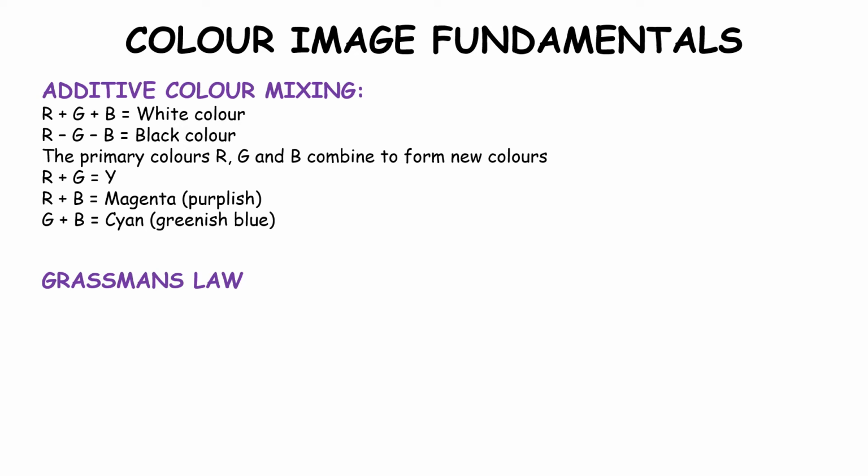R plus G plus B is equal to white color. R minus G minus B is black color. The primary colors R, G and B combine to form new colors. R plus G is equal to yellow, R plus B is equal to magenta, G plus B is cyan.